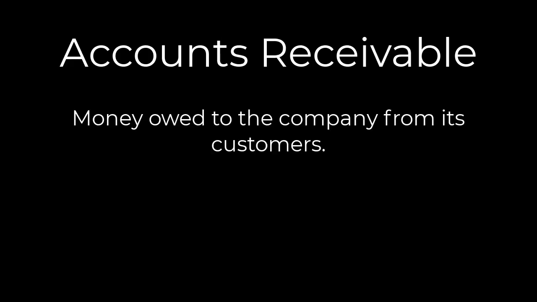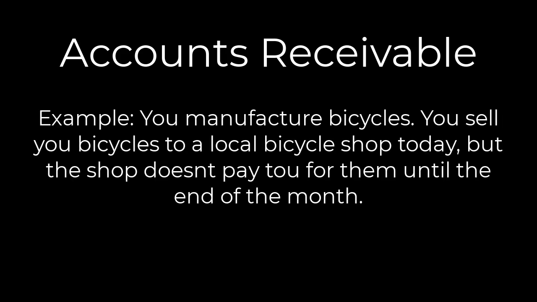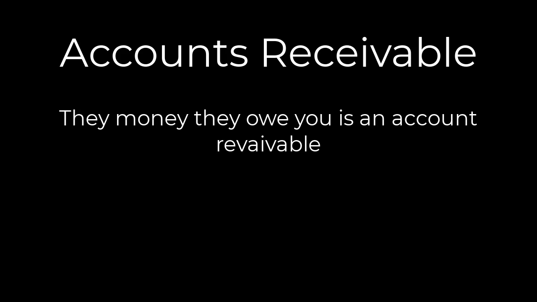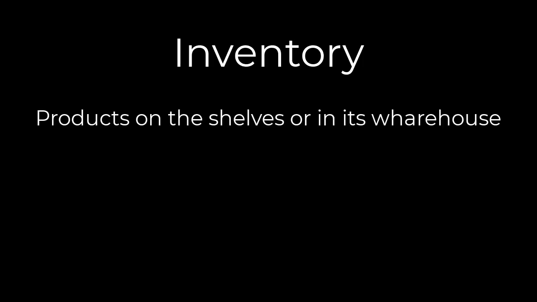Accounts receivable is the money owed to the company from its customers. For example, you might manufacture bicycles. You sell your bicycles to a local bicycle shop today, but the shop doesn't pay you for them until the end of the month. The money they owe you is an account receivable. Inventory is a company's products on the shelves or in its warehouse. They are the goods they want to sell to customers.